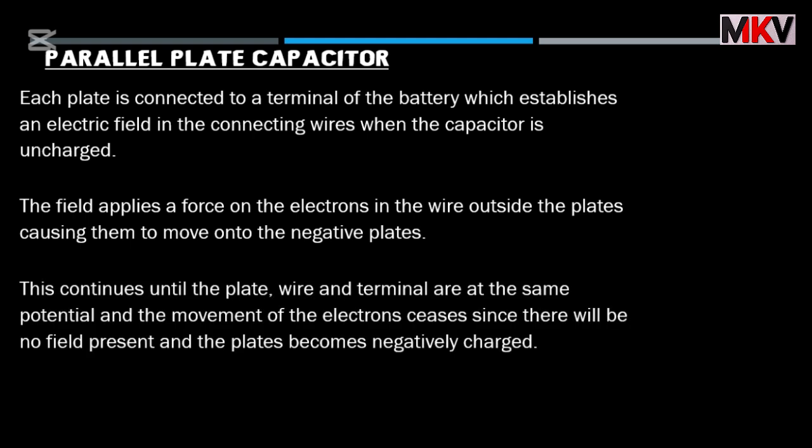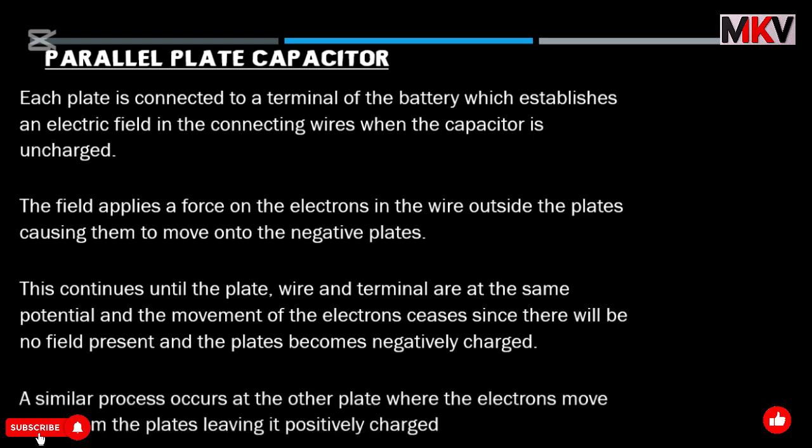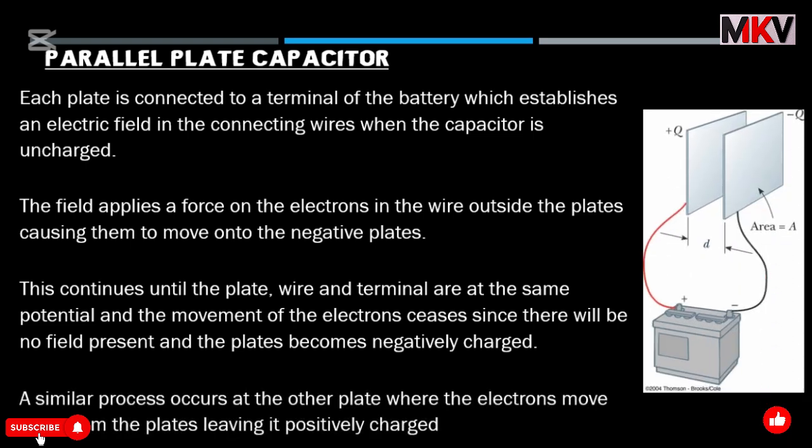When the electrons are moved from one plate to another, the one losing electrons becomes positively charged, and the one gaining the electrons becomes negatively charged, therefore giving opposite charges on the plates. We should take note of that. One becomes negative and one becomes positive, and their magnitudes are the same.